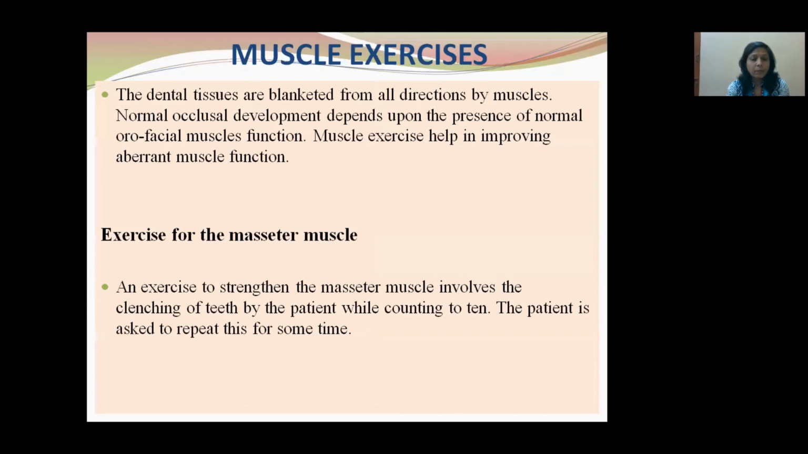Coming to the muscle exercises, as an interceptive procedure, the dental tissues are blanketed from all directions by muscles. Normal occlusal development depends upon the presence of normal orofacial muscle function. Muscle exercises will help in improving aberrant muscle function. For the masseter muscle, exercise is to involve the clenching of teeth by the patient while counting to 10. The patient is asked to repeat this for some time.